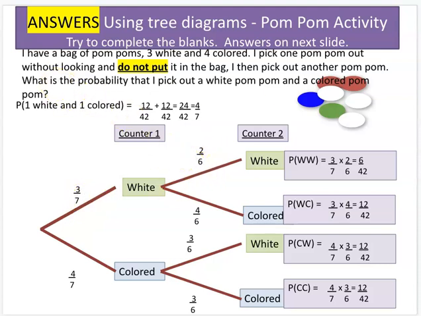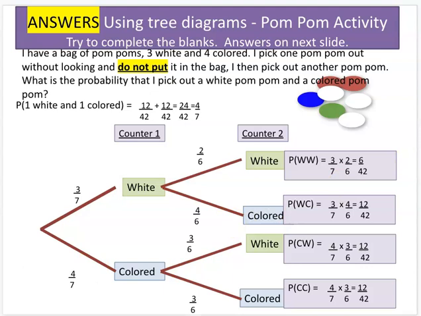And now we can answer the question, what's the probability that I pick out a white pom-pom and a colored pom-pom in either order? Well, it's going to be these 2 middle outcomes here, where it is a white one first and then a colored one, and then this outcome is a colored one and then a white one. Notice they both end up being 12 out of 42. So I'm going to add those 2 outcomes. 12 out of 42 plus 12 out of 42 is 24 out of 42, which would simplify to 4 over 7.